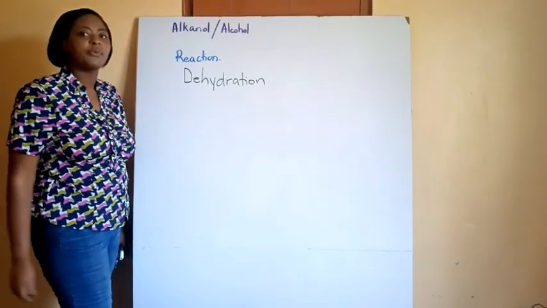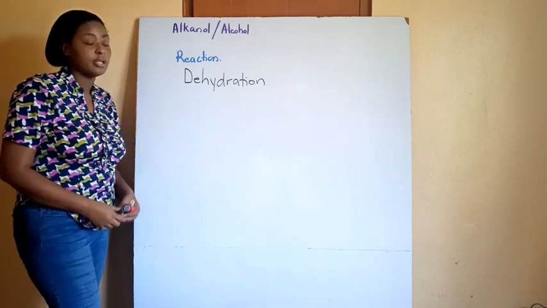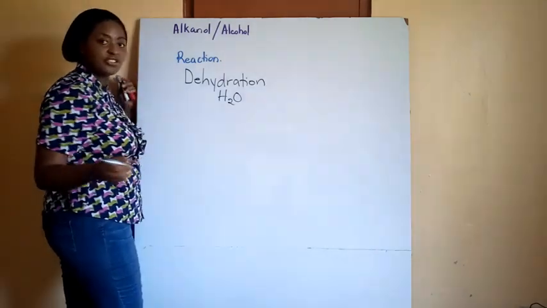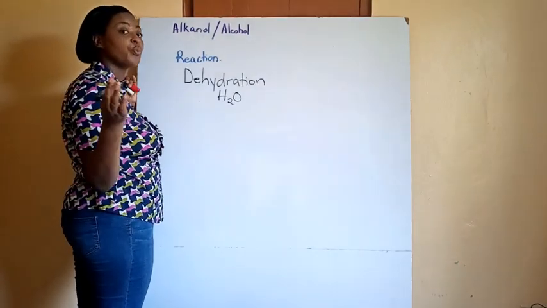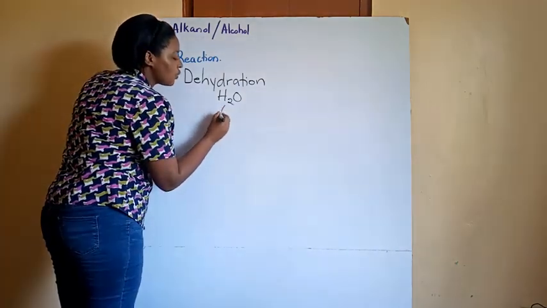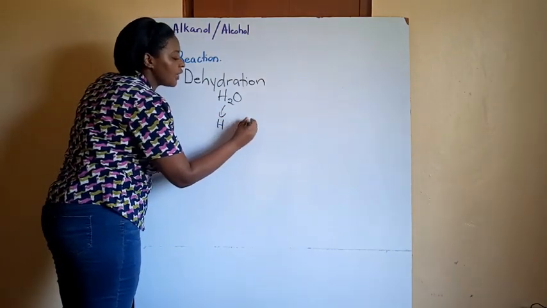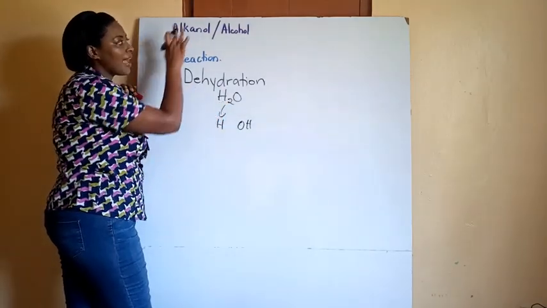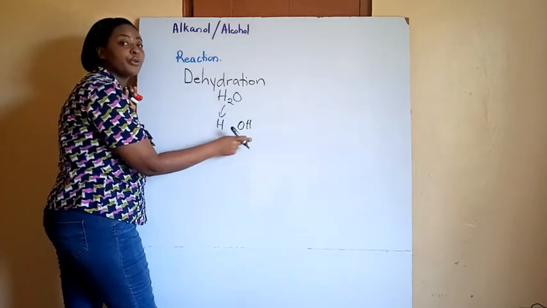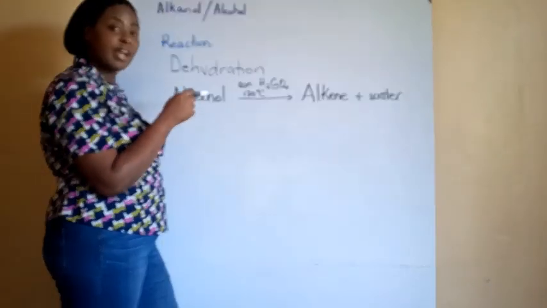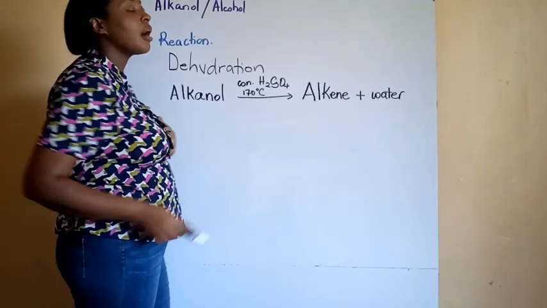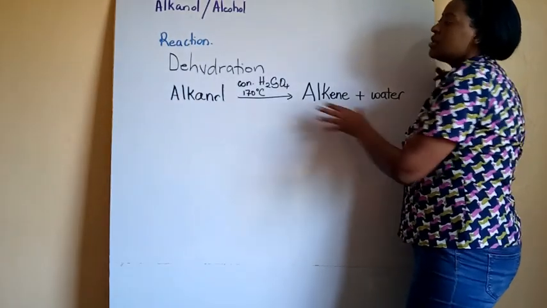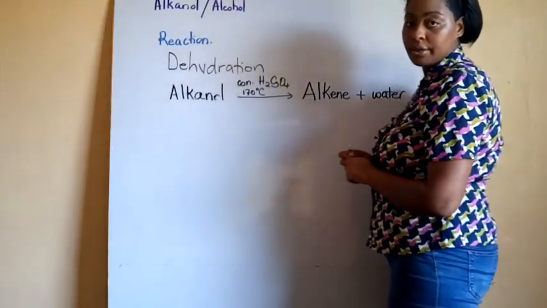Alright, so the next reaction that we want to look at is dehydration. So in dehydration, water should come to your mind. Dehydration means you lack water. So in a dehydration reaction, we are losing water. When we lose water, we are losing water in the form of H and OH atoms. So we are removing water from the alkanol in the form of H and OH. In a dehydration reaction, we start with an alkanol and we are converting an alkanol or alcohol to alkene and water. So remember, we are removing water.